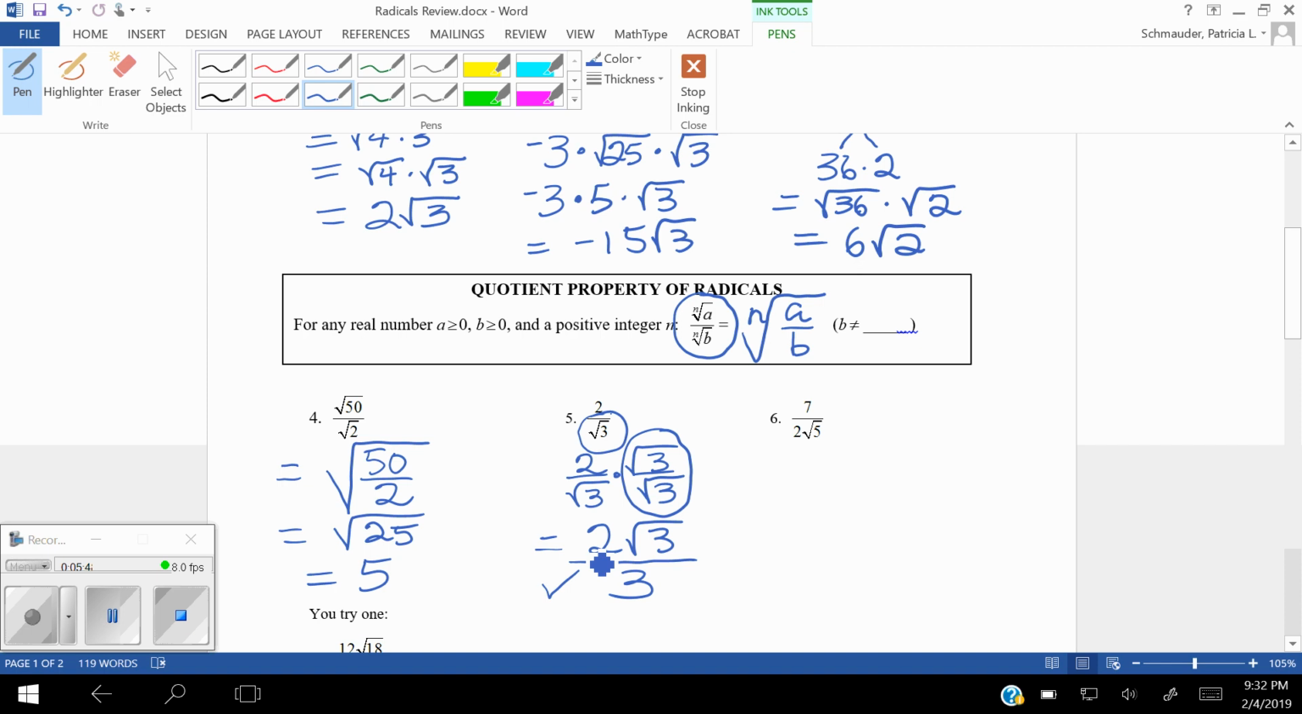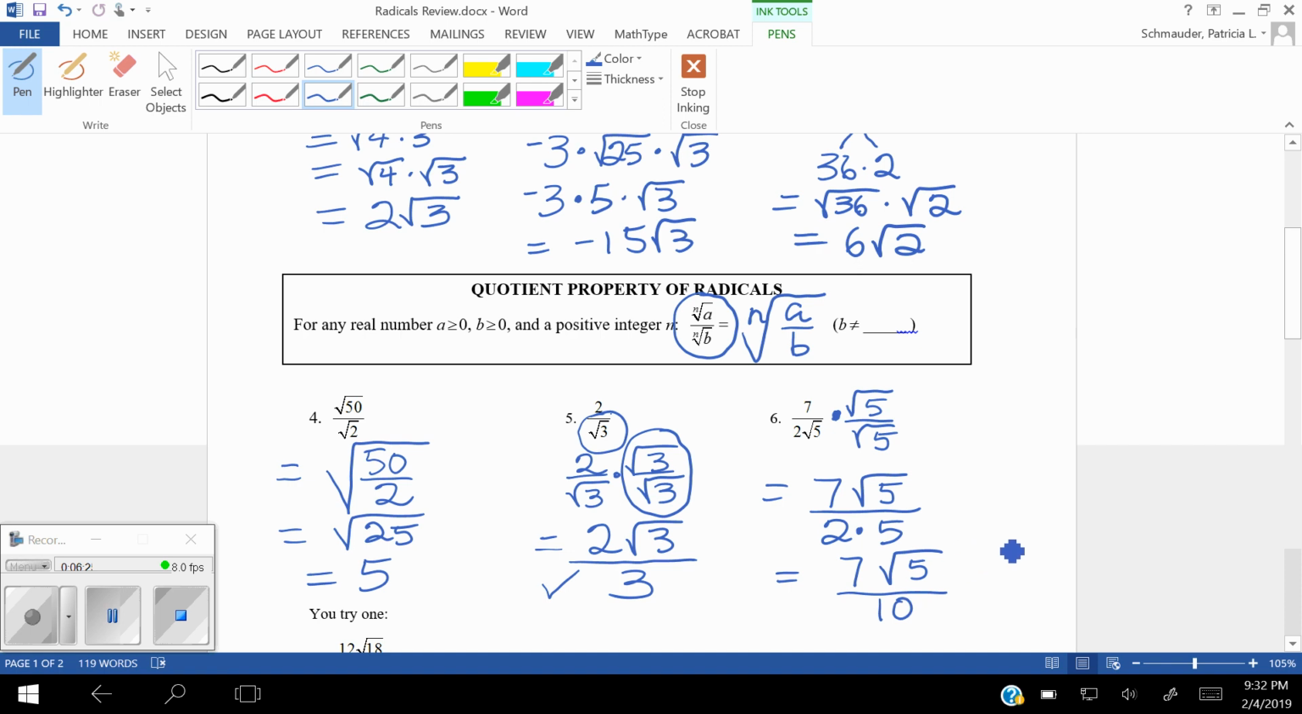Okay, how about number 6 here? Well, I'm going to have to rationalize it again, but I don't need to multiply by the whole denominator this time. I just need to multiply by the radical. So I'm going to multiply top and bottom by the square root of 5. So on the top I'll have 7 times the square root of 5. On the bottom I'll have 2 times square root of 5 times the square root of 5. It's going to be 5. So when I put all that together, I'll have 7 times the square root of 5 over 10.